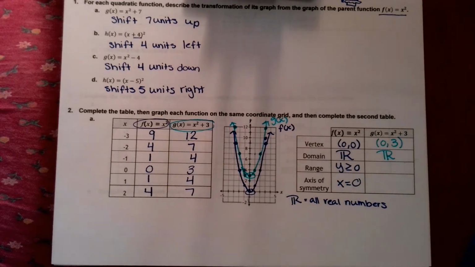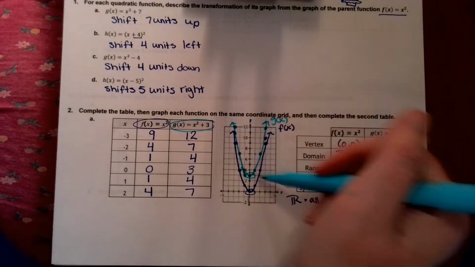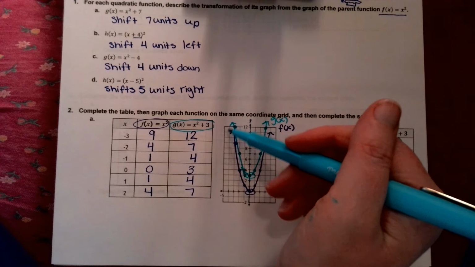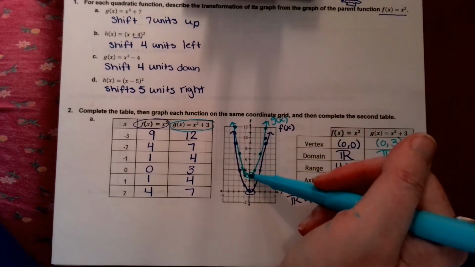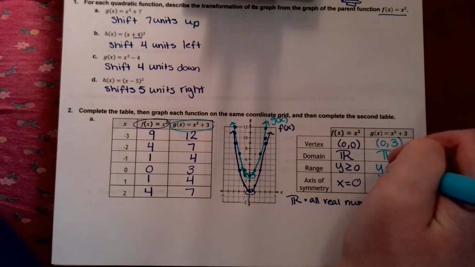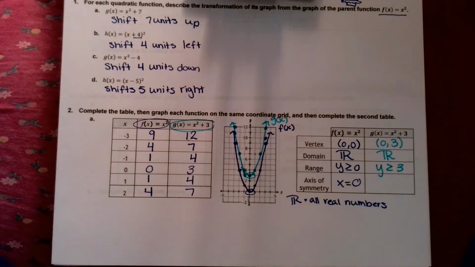Okay, my range is going to be kind of similar. It's still going to increase forever. It's going to reach infinity. But when I come down, it's going to stop at 3. So 3 is the lowest coordinate. So my range is going to be y is greater than or equal to 3.